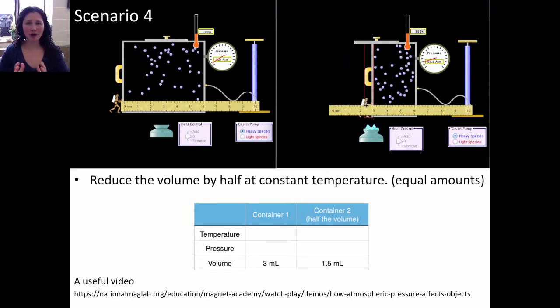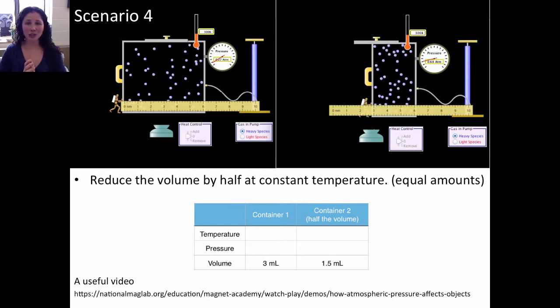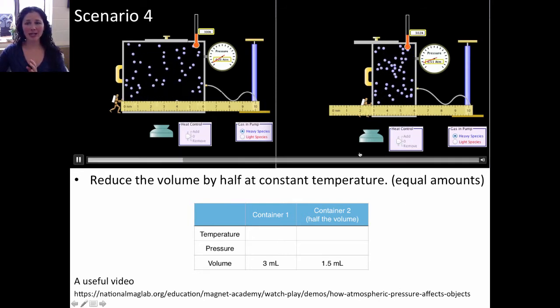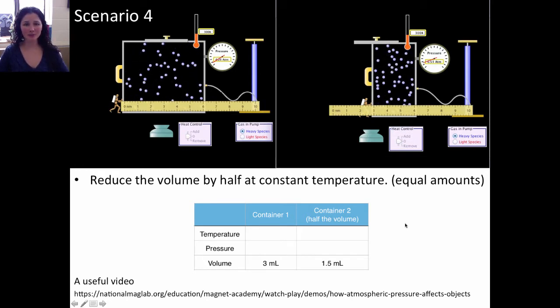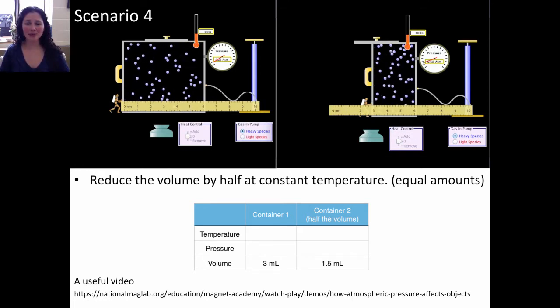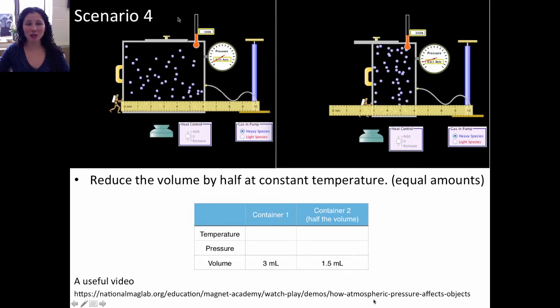So when you reduce the volume of a sealed container, you would actually increase the temperature. But we've added a cooling mechanism here so that we can keep the temperature constant. So we've compressed a gas. Notice that when we reduce the volume by half, we double the pressure.